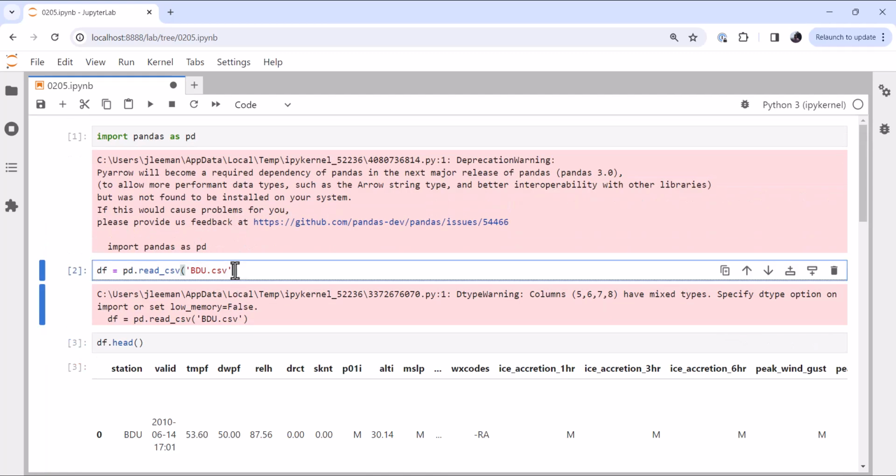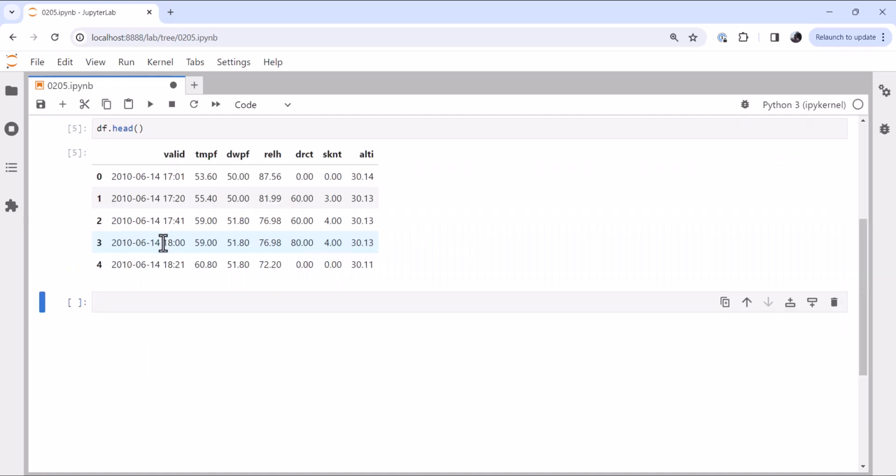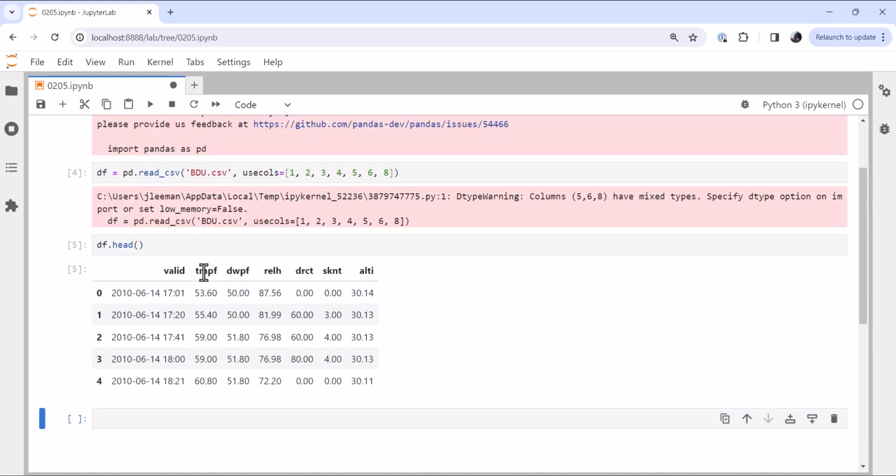Okay, so the first thing I'm going to do is reduce the amount of data that I'm reading in. Using usecols, I'm going to read columns 1, 2, 3, 4, 5, 6, and 8. And now I have my valid time, temperature, dew point, relative humidity, direction, speed, and altimeter setting.